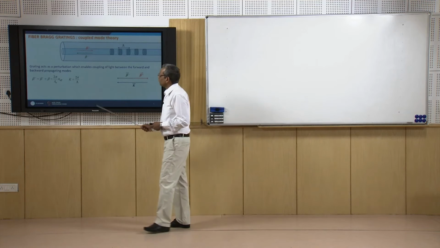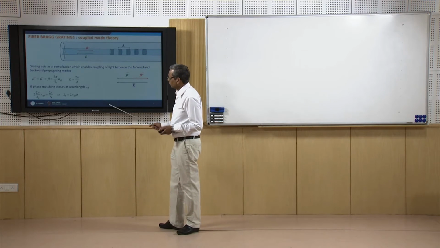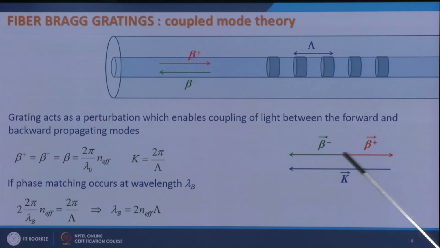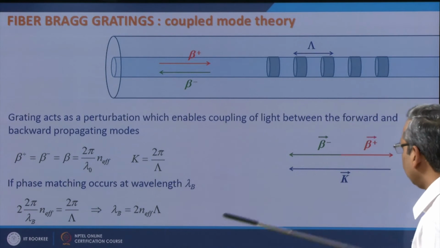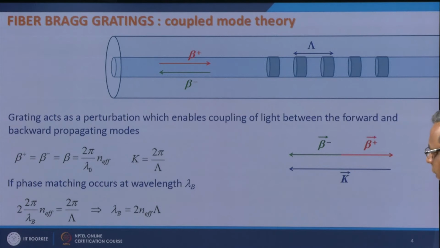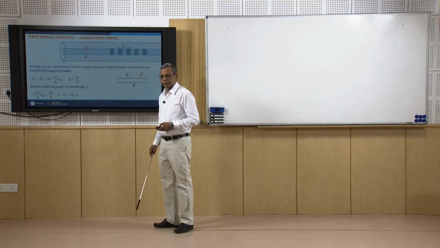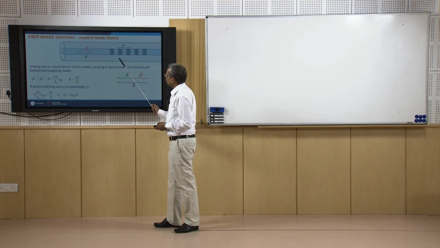So, in this way I can couple power from beta plus to beta minus, and the condition for this can be given mathematically by twice this magnitude, that is 2 times 2 pi over lambda b times n effective, which should be equal to the magnitude of K, which is 2 pi over capital lambda. So, this gives me lambda b is equal to 2 times n effective times capital lambda. So, this particular wavelength will satisfy this condition, and all the power in this spectral component can be reflected back.